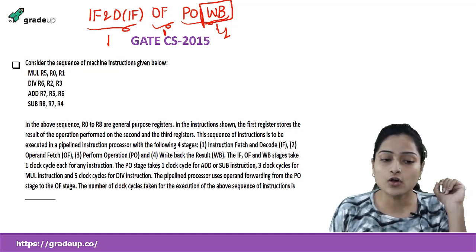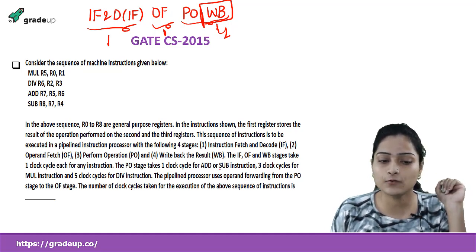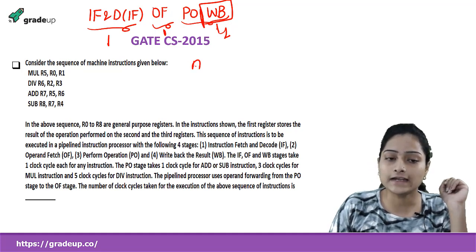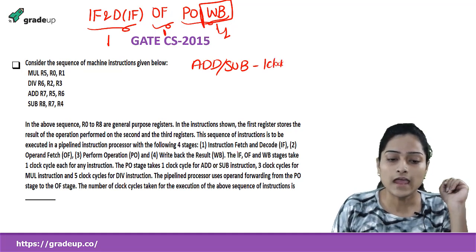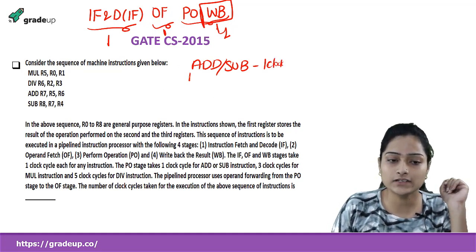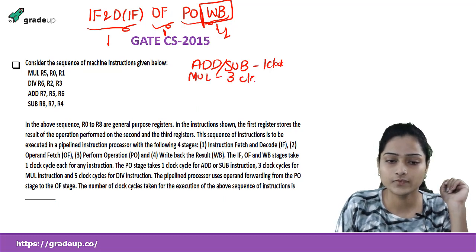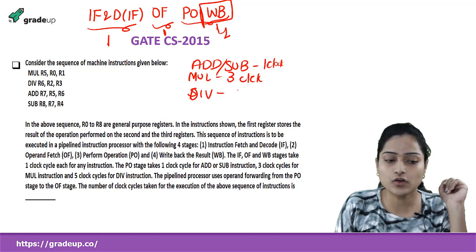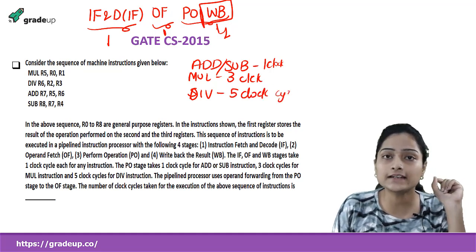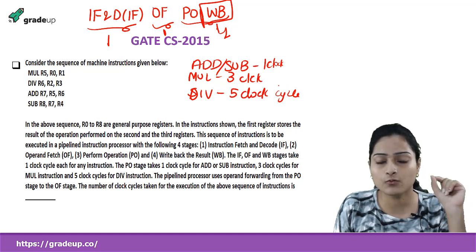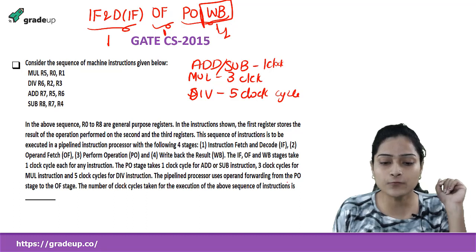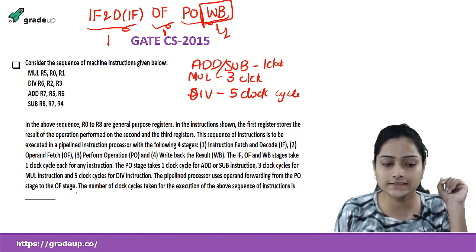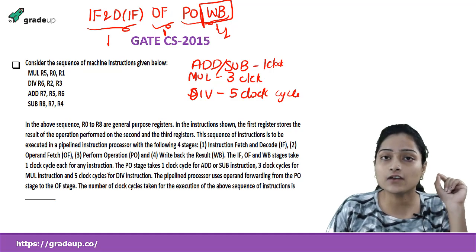The PO stage is going to take 1 clock cycle for an addition or subtraction instruction. For multiplication, it is going to take 3 clock cycles. And for division, it is going to take 5 clock cycles. So this is the data which is provided to us by this question. Let us see what this question is asking. The pipeline processor uses operand forwarding from the PO stage to the OF stage. It is given to us that we are going to use operand forwarding while solving this question.